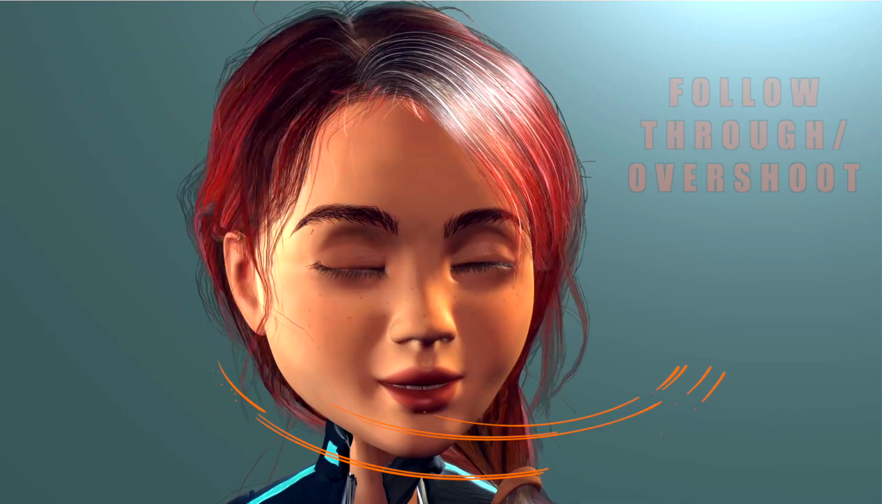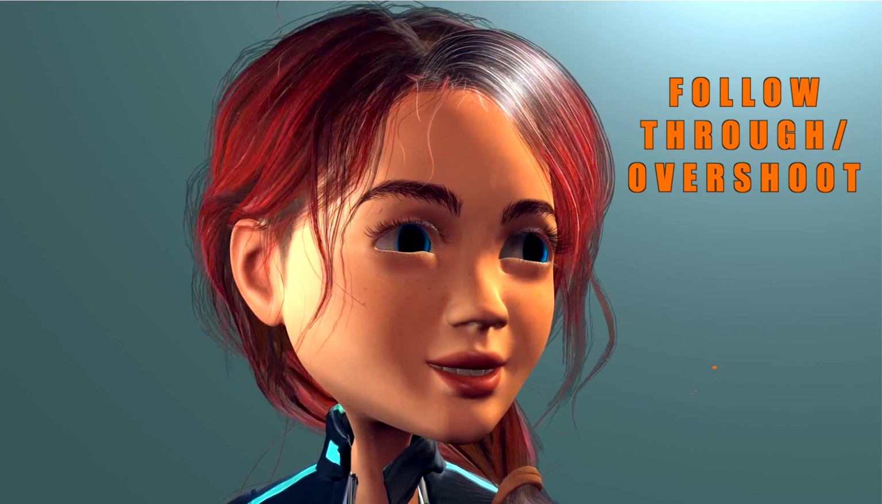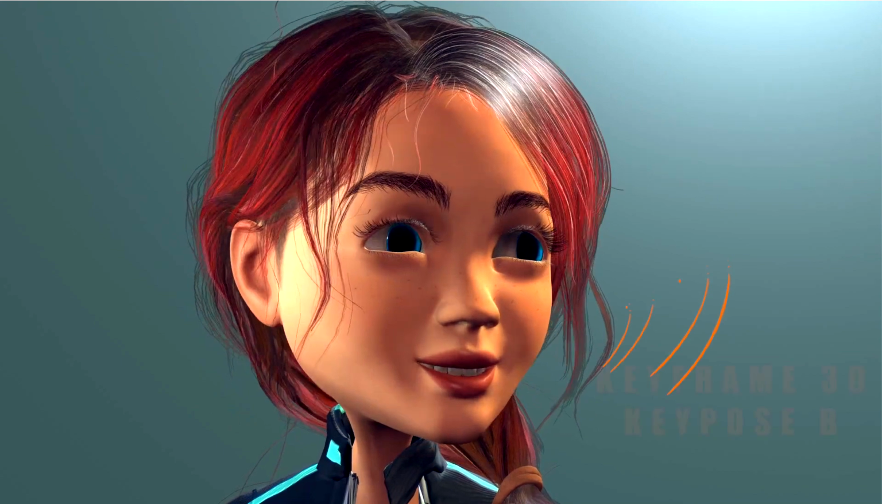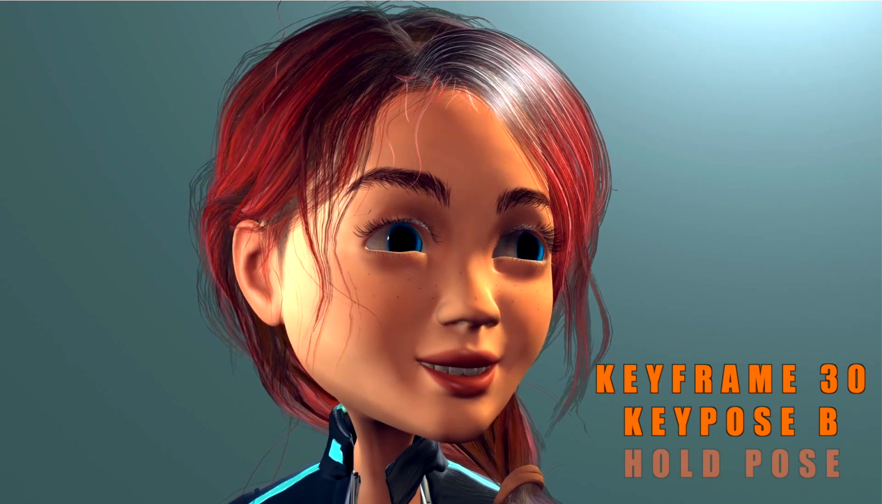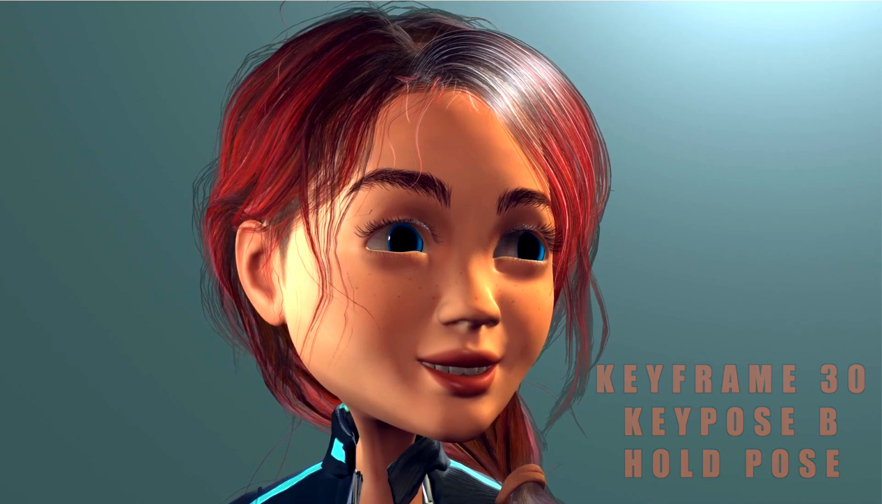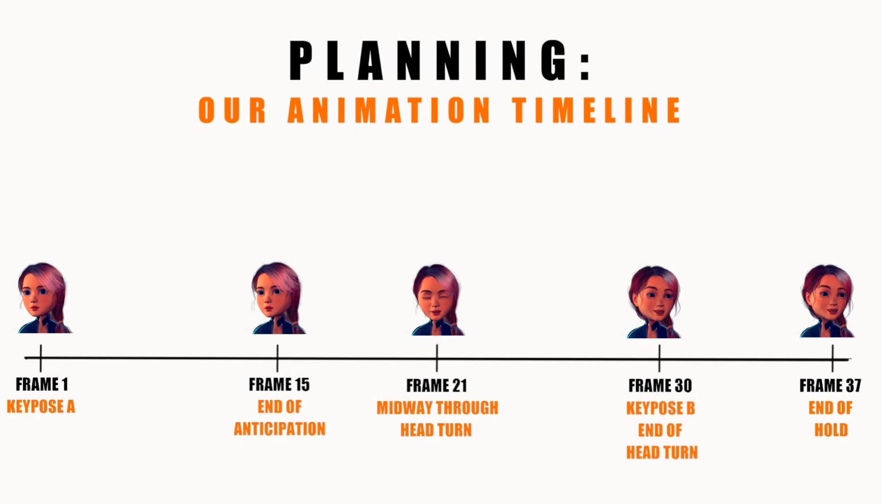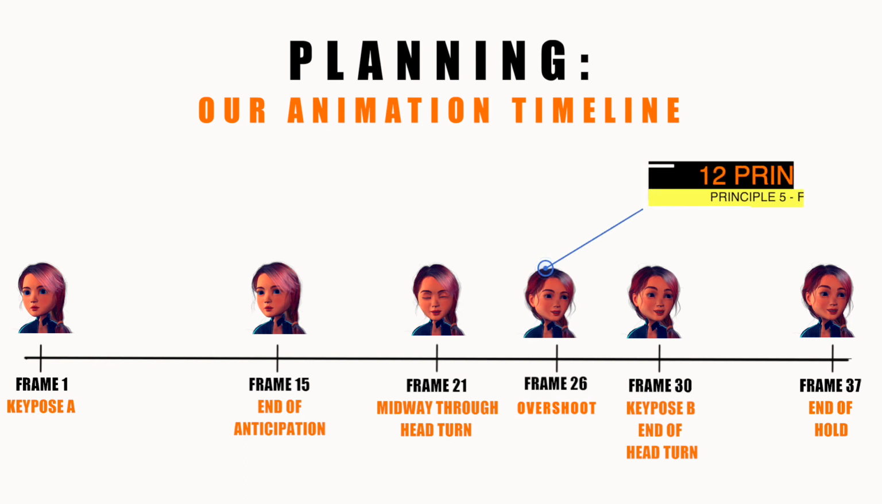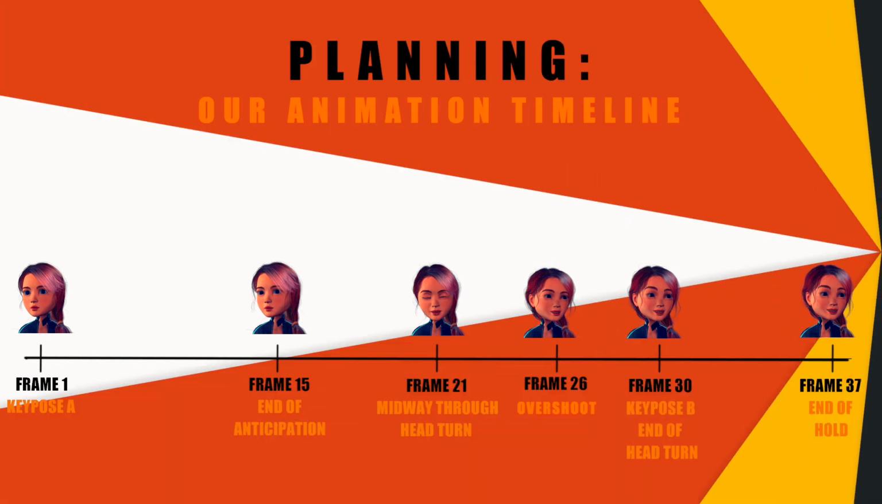A follow-through is where the head actually goes beyond where it's going to stop and then it eventually settles on keyframe 30. We'll need about plus minus 4 keyframes for that, so our overshoot will probably happen at around keyframe 26, and then the last 4 frames will basically take the head back to where it's going to be settling, which is our final key pose in this particular case, which is key pose B.